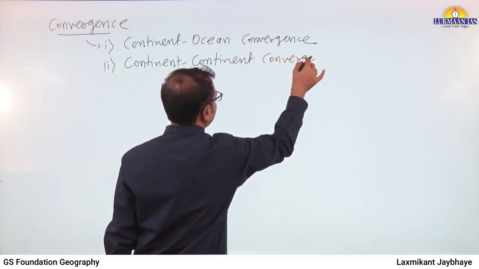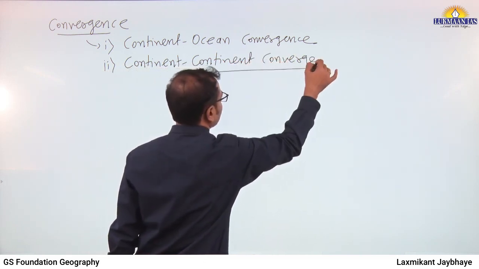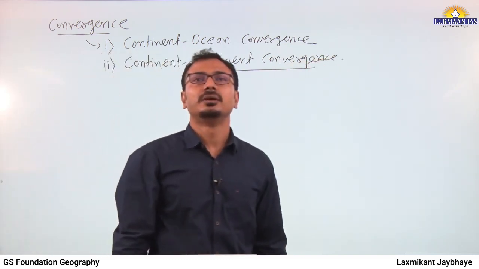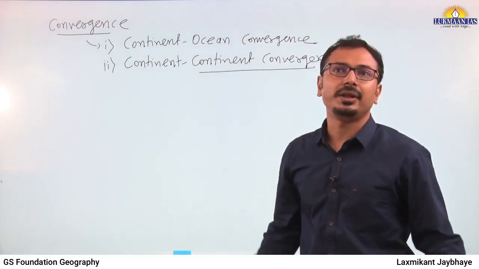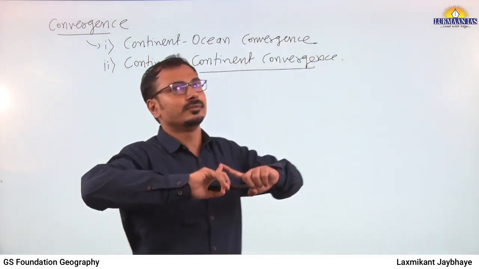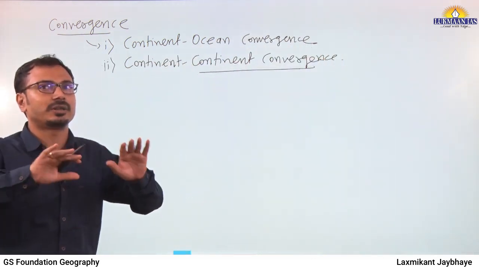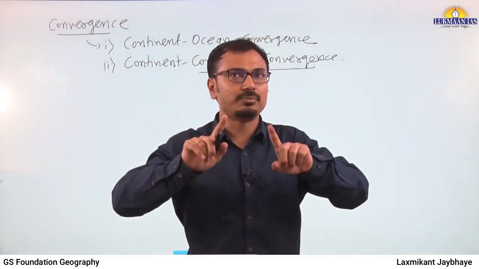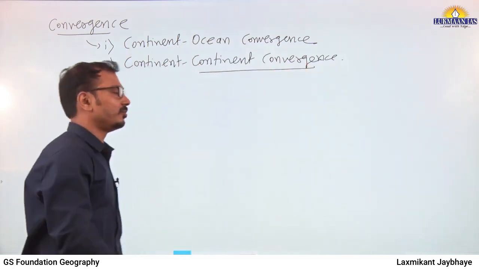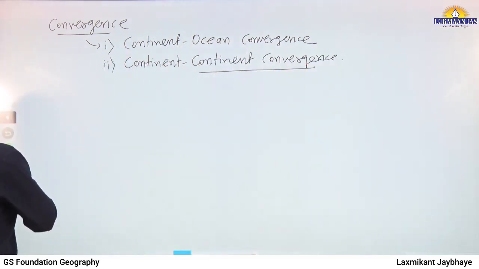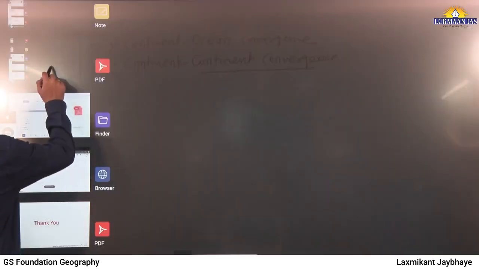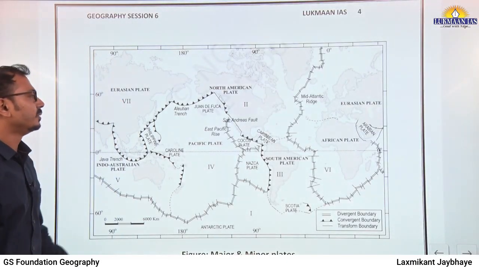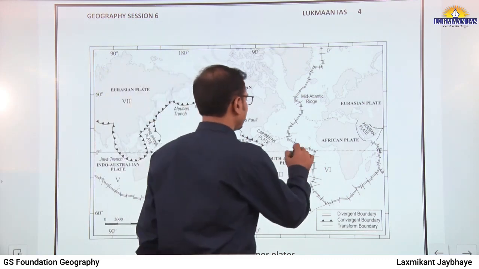Now the example for this second type, continent-continent convergence, means two continental plates are converging. The oceanic body is not that much involved here. The two continents are converging. For example, the Eurasian plate and the African plate. What do you see here in the Eurasian plate and African plate? Look at this.